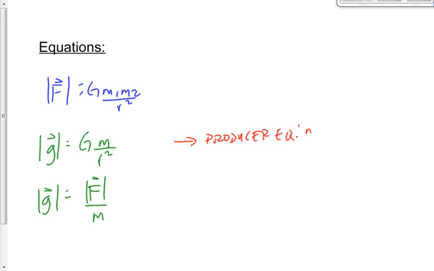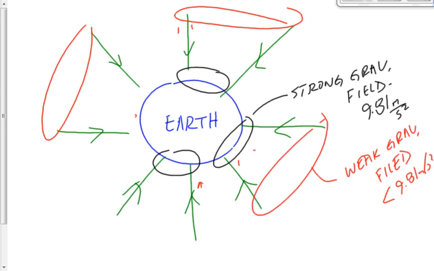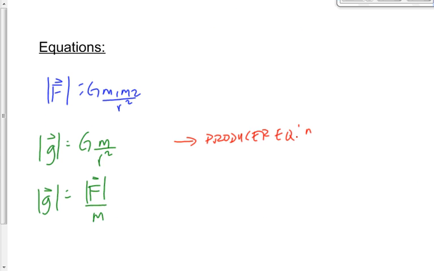This is what we use when we have information about what caused the field. Okay, if we're looking at this last picture here, the Earth is what caused the field. Maybe a ball right here is what experiences the field, but the Earth caused it. If we know something about the Earth, then we use this equation. If we know something about the ball, or whatever it was that experienced the field, then we use this equation. We're going to call that our experiencer equation.